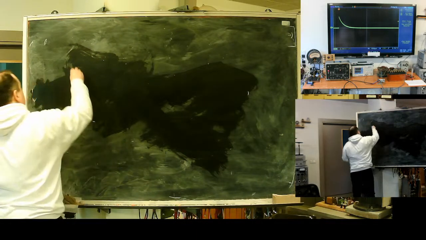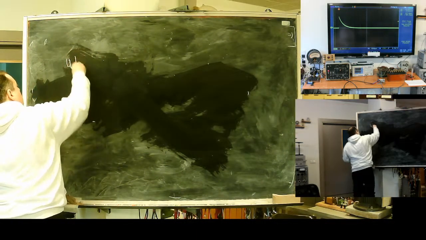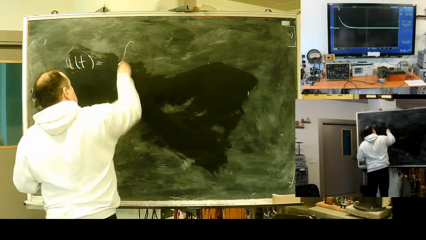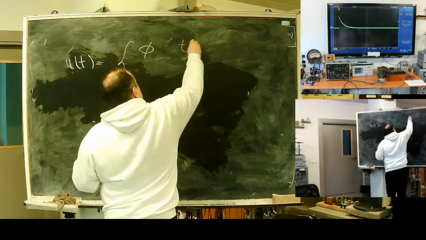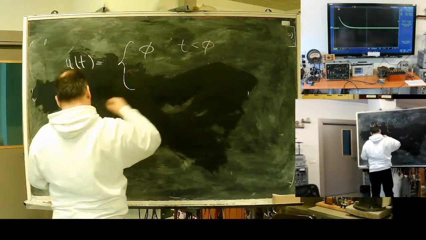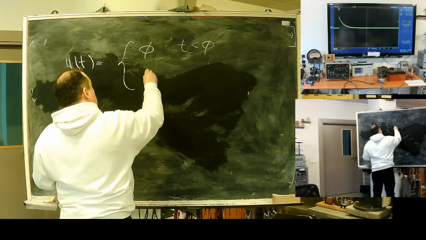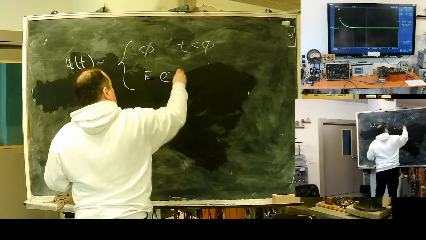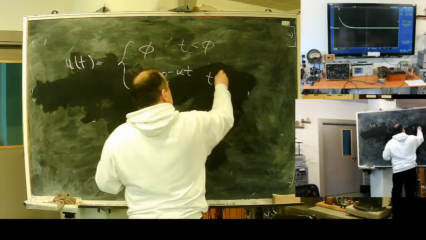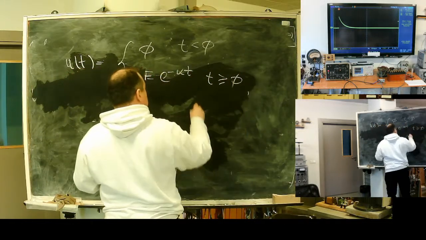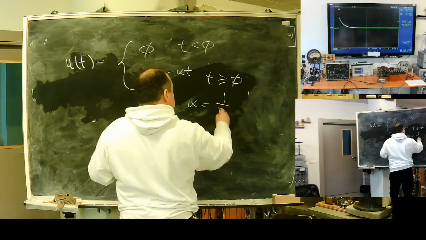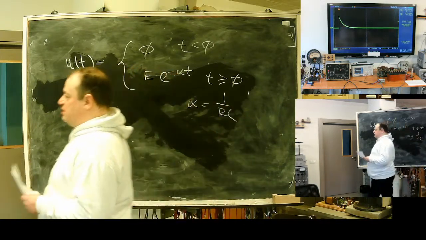So we have a pulse: 0 when time is less than 0, and e to the power minus alpha t when time is greater or equal to 0. Alpha here is 1, but it's not important.